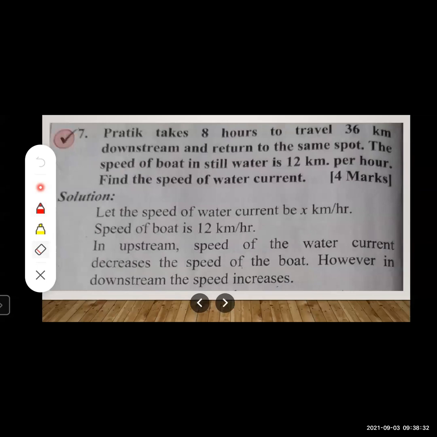Pratik takes 8 hours to travel 36 kilometers downstream and return to the same spot. The speed of the boat in still water is 12 kilometers per hour. Find the speed of the water current. This particular question carries 4 marks in the board exam. Now, if you see this sum very carefully, it is of what? Time, distance and speed.